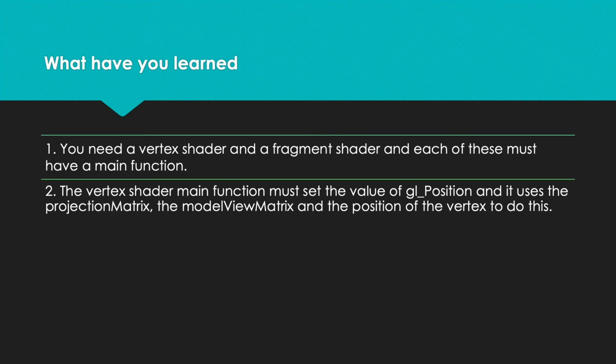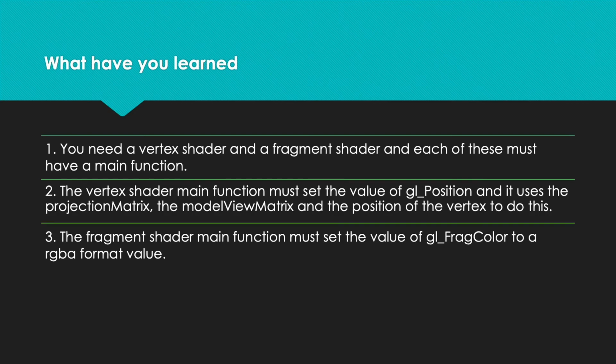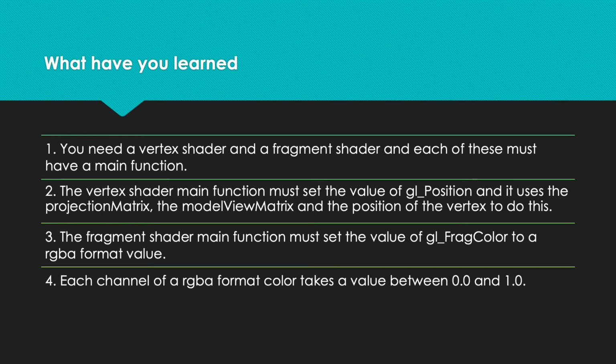Two, the vertex shader main function must set the value of gl_Position, and it uses the projection matrix, the model view matrix, and the position of the vertex to do this. Three, the fragment shader main function must set the value of gl_FragColor to an RGBA format value. Four, each channel of an RGBA format color takes a value between 0 and 1.